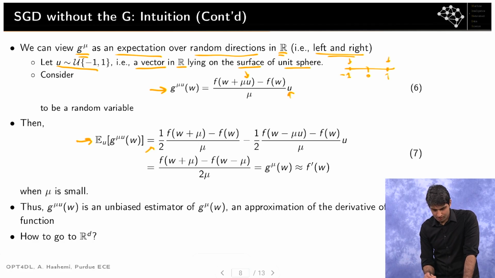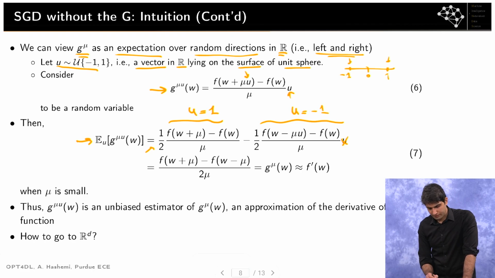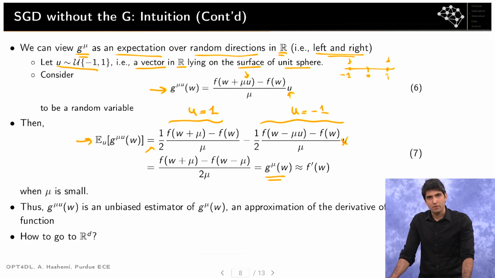It's half times this quantity, when this corresponds to the case where u is equal to 1, times this other quantity. So you have to get rid of this. And this corresponds to the case where u is equal to -1. Okay? If you do the simplification, which is quite easy to do, you'll see that the expectation is nothing but the approximation we talked about in the previous slide. So therefore, the approximation is nothing but the expected value of this random variable. Okay?